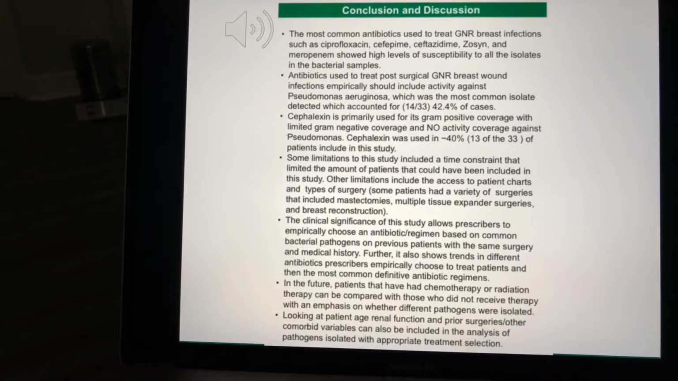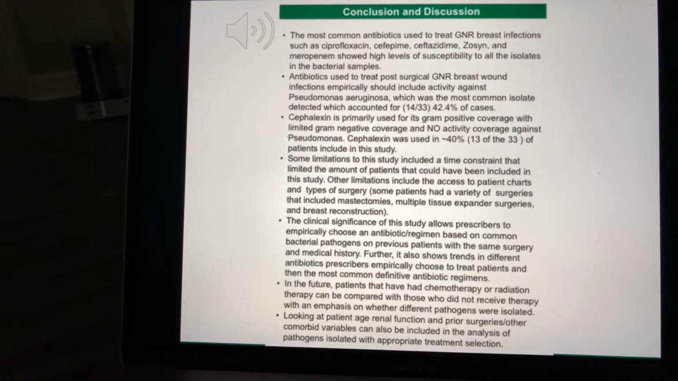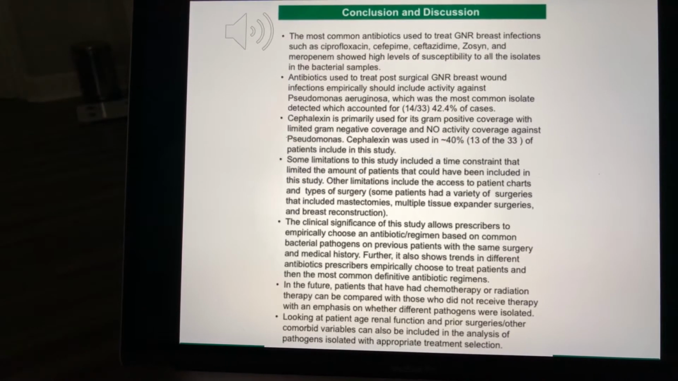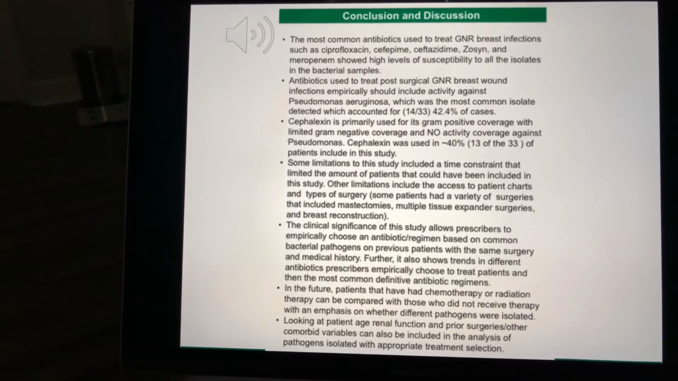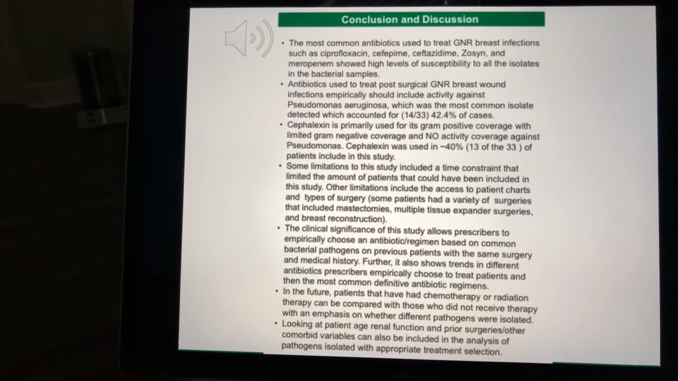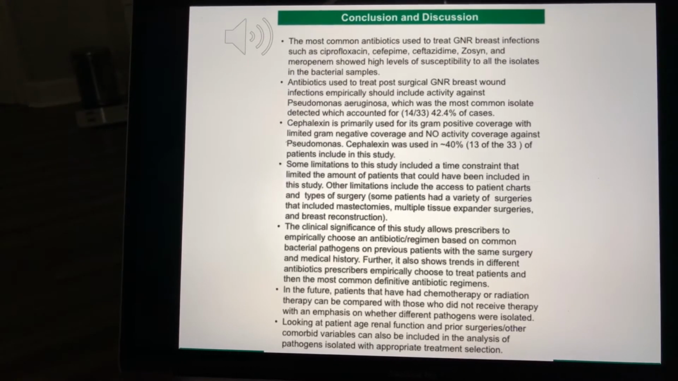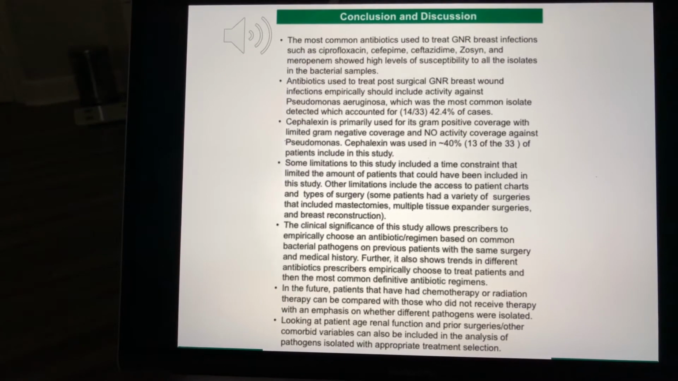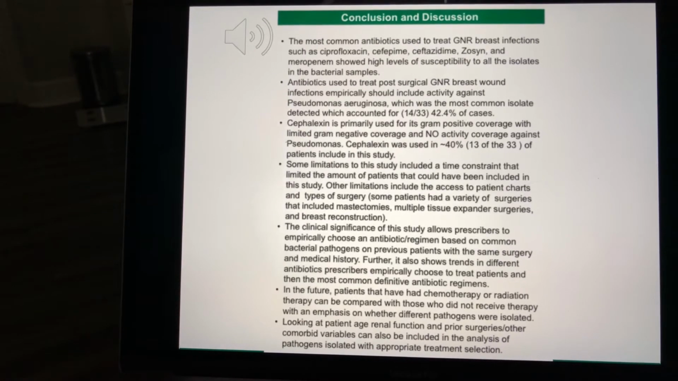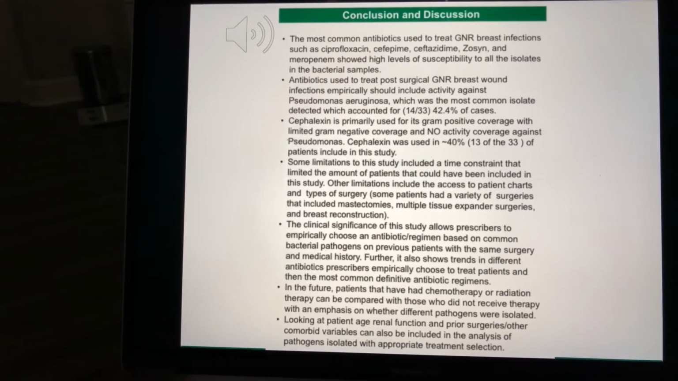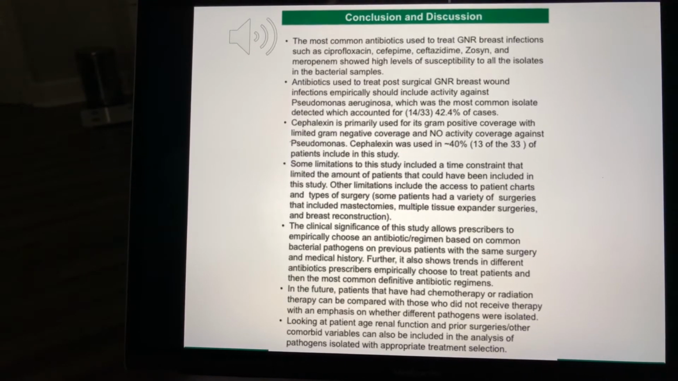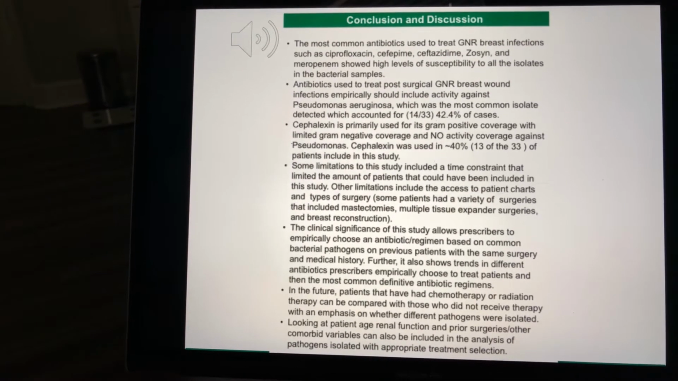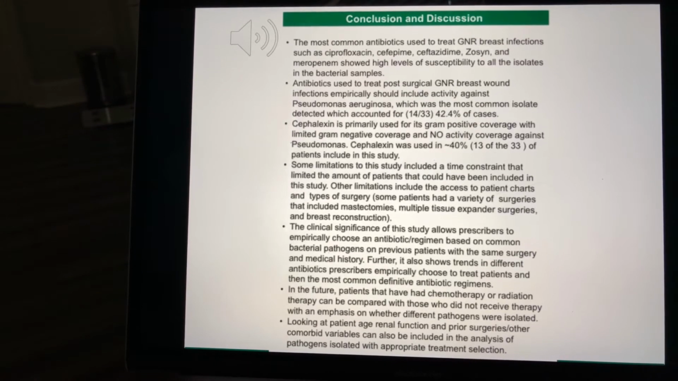The clinical significance of this study would allow prescribers to empirically choose an antibiotic regimen based on common bacterial pathogens from previous patients that had the same surgery or have similar medical histories. Further, it also shows trends in different antibiotics that prescribers empirically choose to treat patients, and then the most common definitive antibiotic regimens that are used to treat them later on.